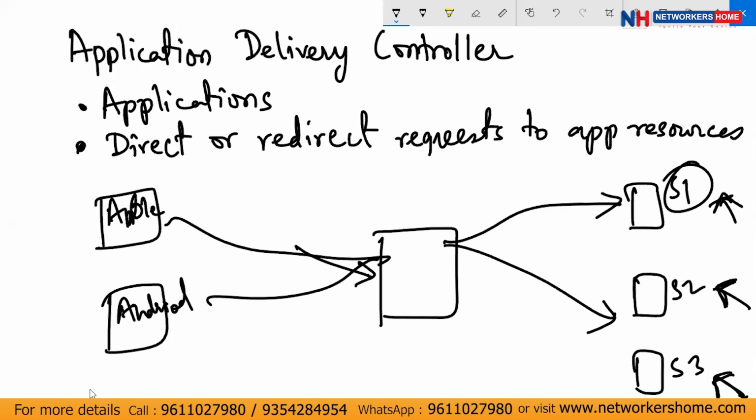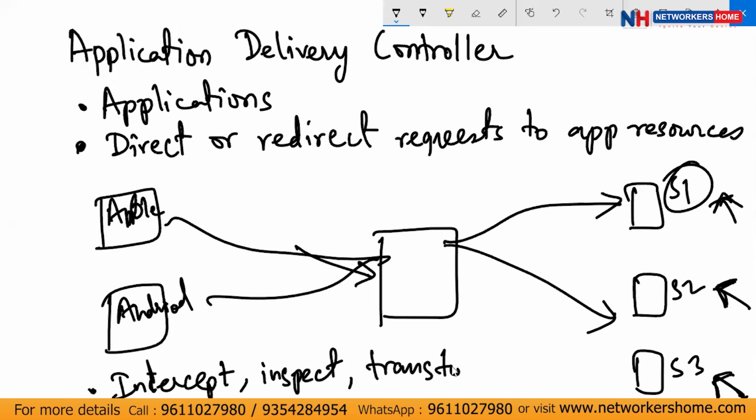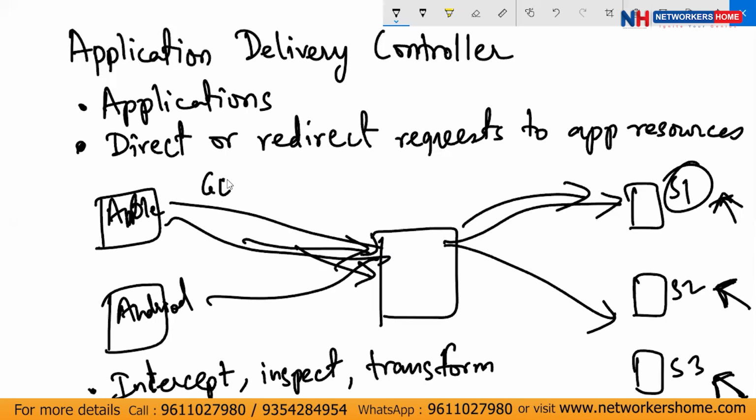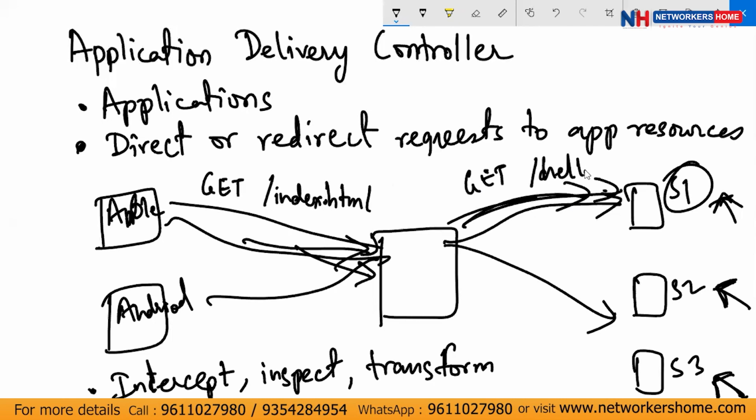Then the load balancer can also intercept, inspect, and transform the requests which are flowing through it. In here, for example, on this side a request came in as GET index.html. On this side, the load balancer can send a modified request as, let's say, GET hello/index.html.